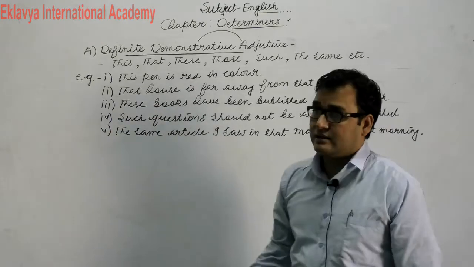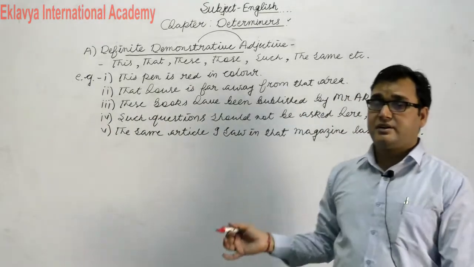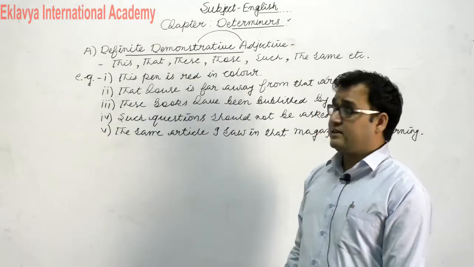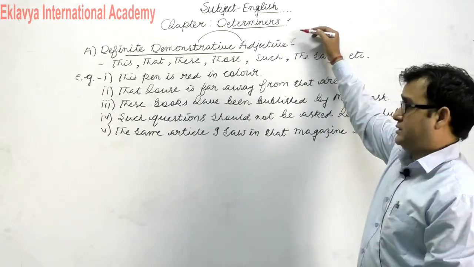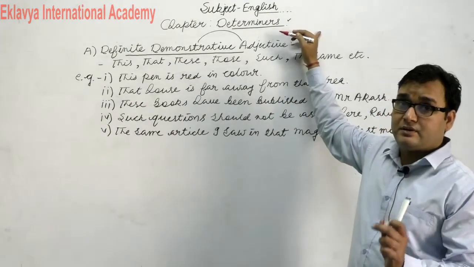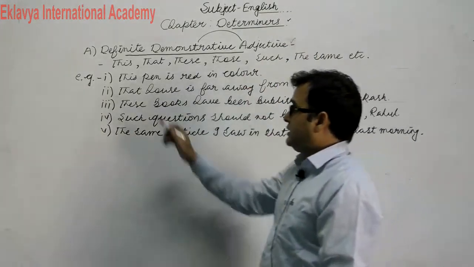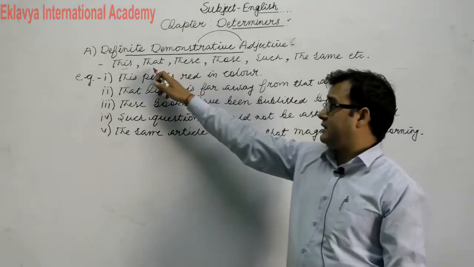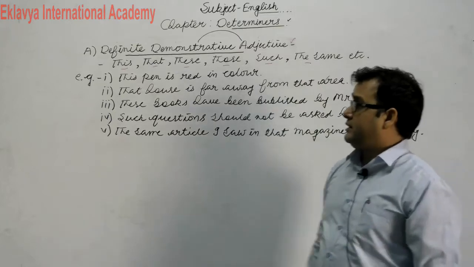So I told you at the very beginning of the classification that demonstrative adjective is of two kinds: definite demonstrative adjective and indefinite demonstrative adjective. An adjective that points out a certain person or thing is known as definite demonstrative adjective. So here we have some examples of definite demonstrative adjective, students: this, that, these, those, such, and the same. You know that very well.